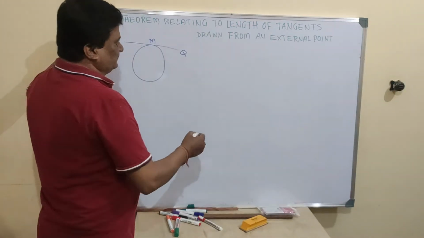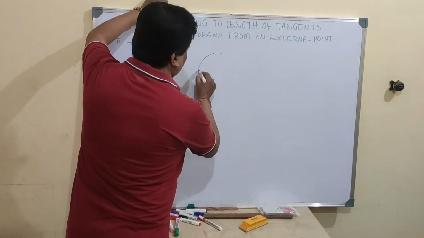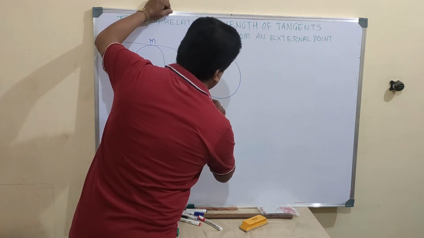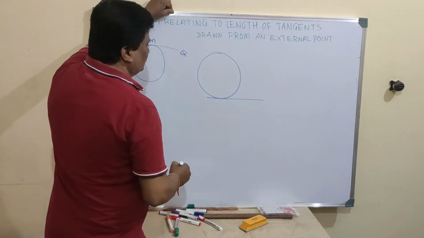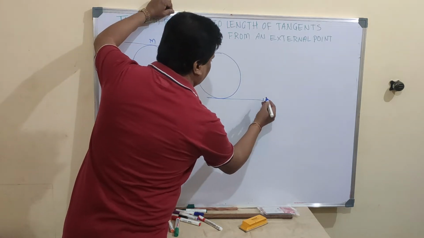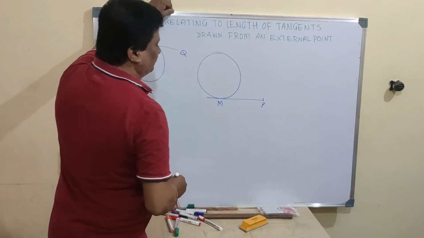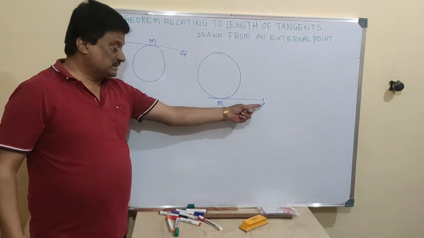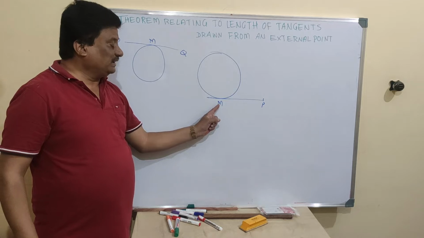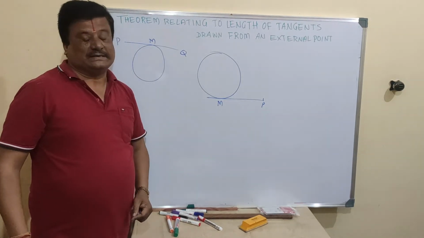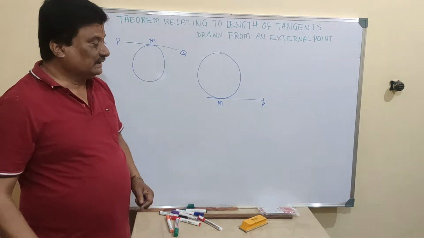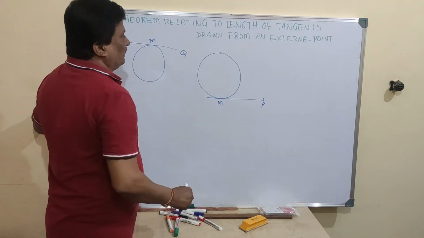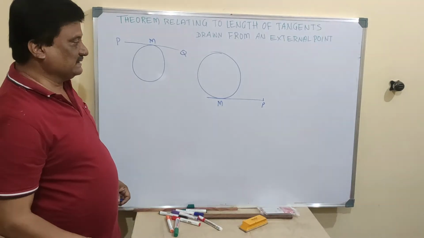The next thing is the length of the tangent. The length of the tangent can be defined like this. P is an external point and M is the point of contact of the tangent MP. Understand? The length PM we call the length of the tangent.